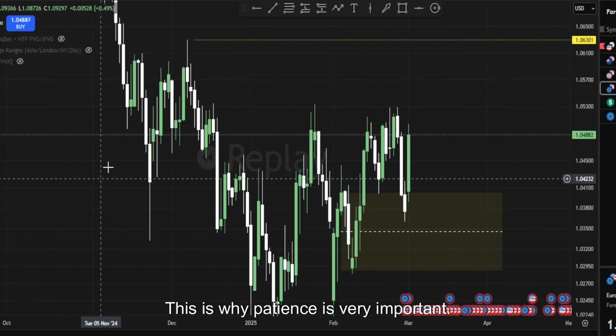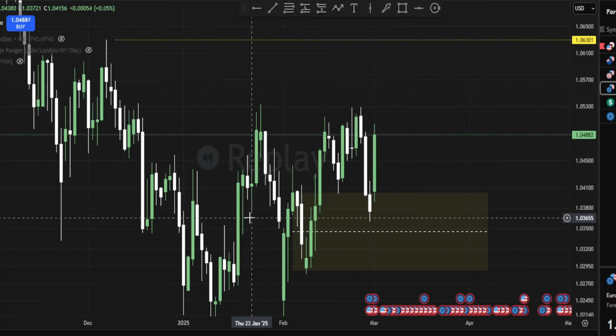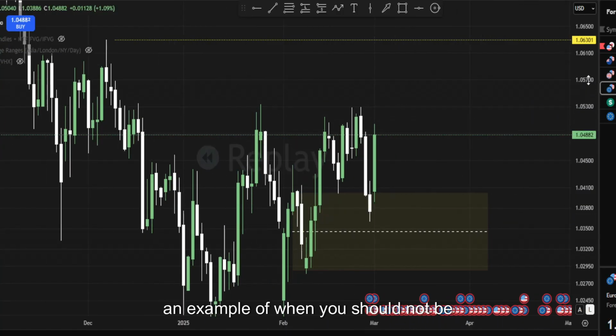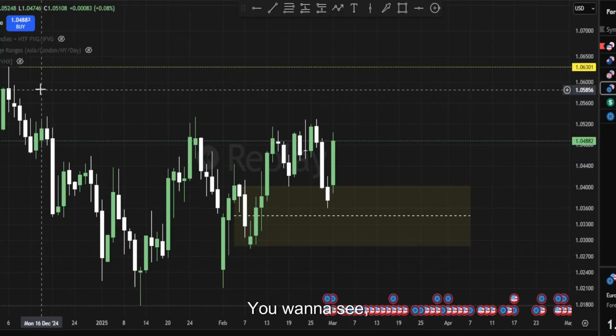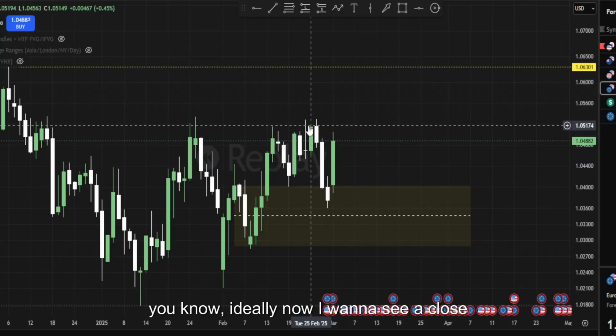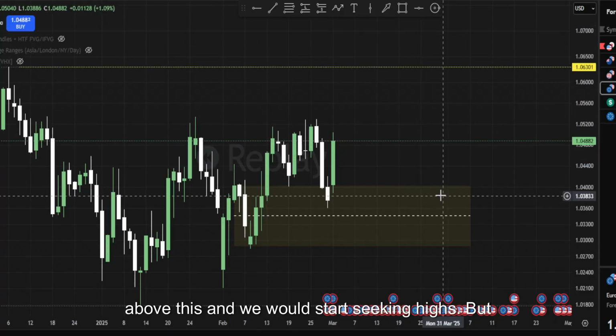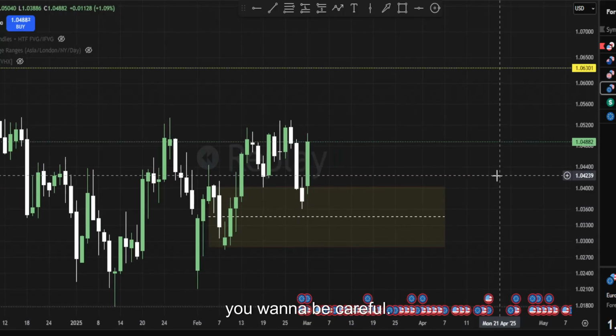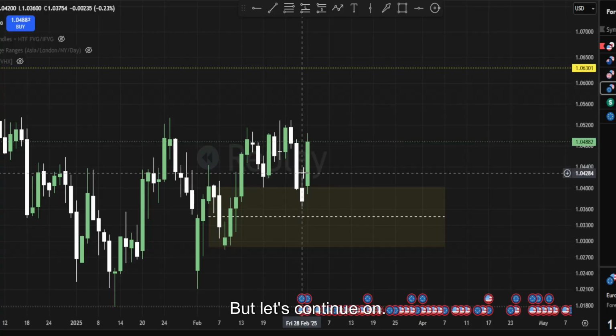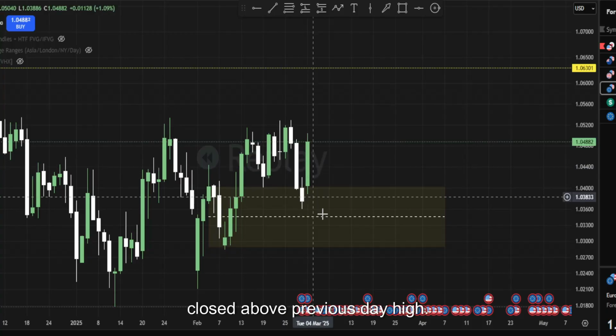This is why patience is very important. We've been sitting here chopping. All right, so this is actually an example of when you should not be trading. Ideally, I want to see it close above this, and we would start seeking highs. But with all this chop, a lot of fake moves, you want to be careful. But let's continue on. Closed above previous day high.